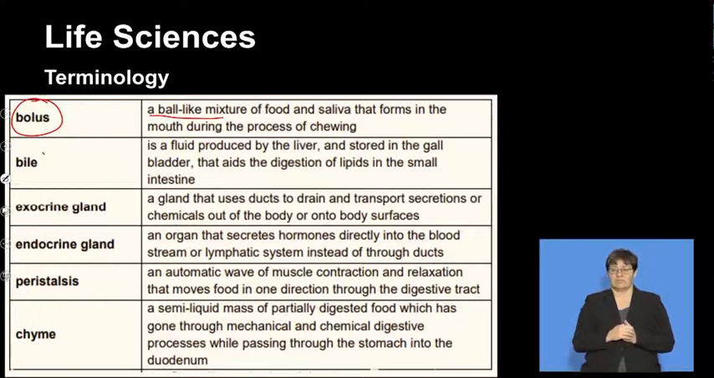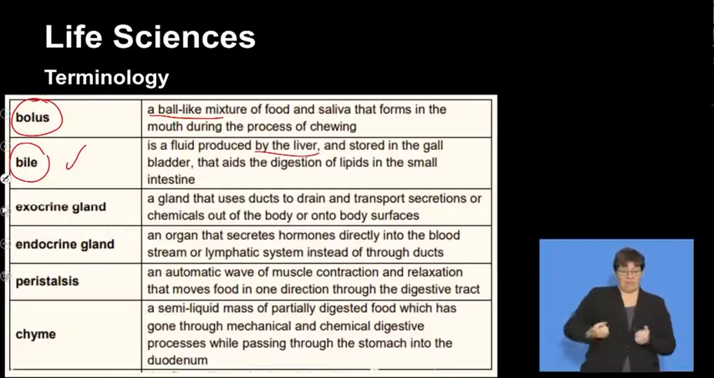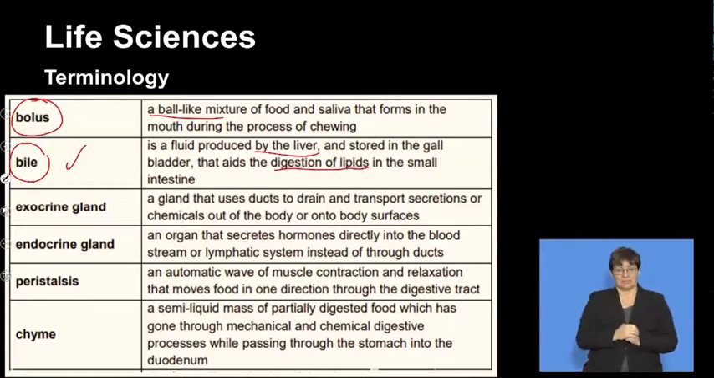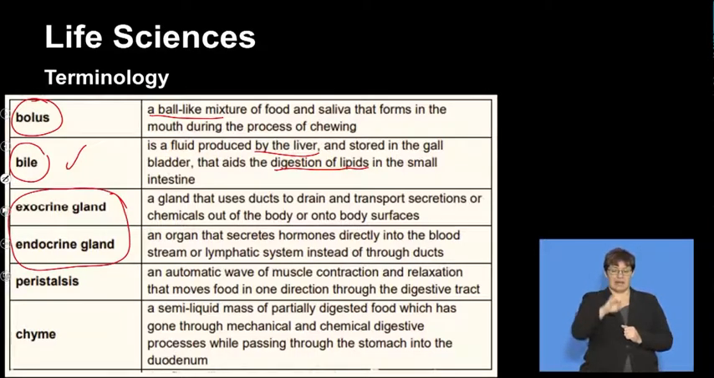The concept of the importance of bile being produced by the liver and how it plays an important role in the digestion of fats in the small intestine. The concept of the exocrine and endocrine gland, which is the pancreas, and those are the functions of the pancreas, which produces enzymes, as well as it produces hormones.